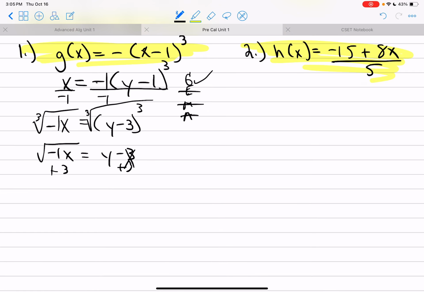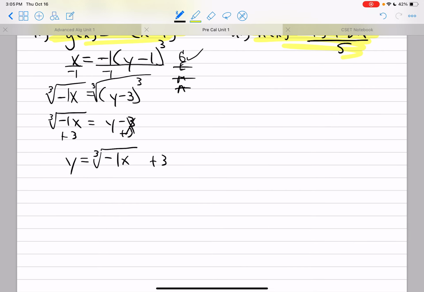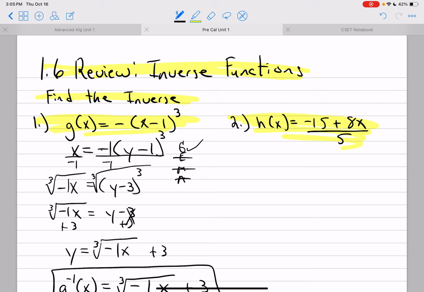So we're left with, and I just like to write it like this, y equals, don't forget that cubed, the cubed root of negative 1x plus 3. Notice the plus 3 is not under the cubed root sign. And then if I want to have my proper notation, this was g of x, so this would be g to the negative 1 of x equals the cubed root of negative 1x plus 3.